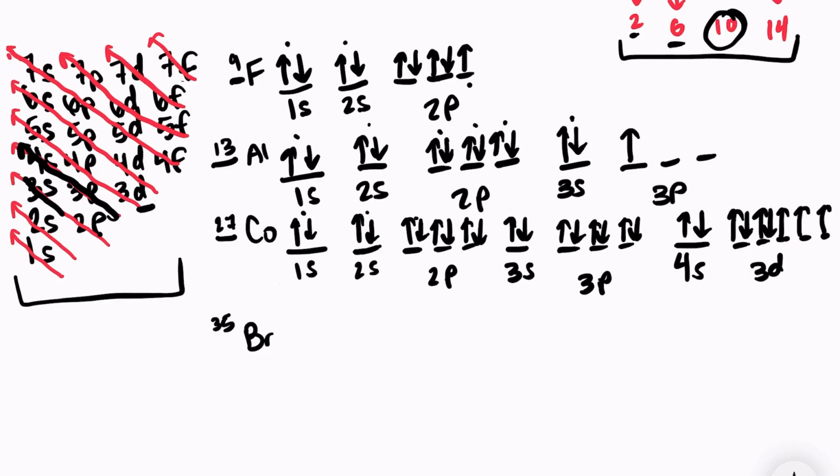And remember, we don't pair up any electrons until we've filled every orbital. So cobalt actually has 3 unpaired electrons in the 3d orbital. Last, let's look at bromine. This is kind of a longer one, but let's do some practice.